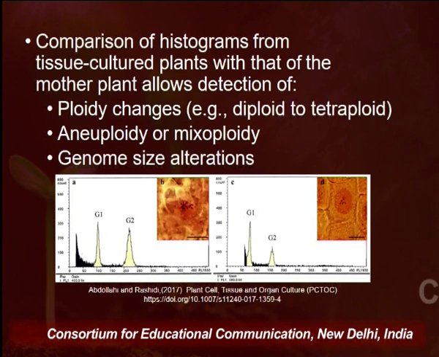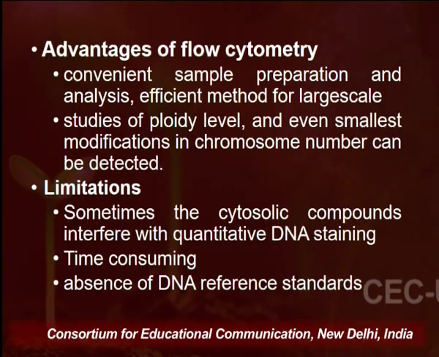Likewise, in images B and D, you can see the number of nuclei present in the cells. In image B, the number of nuclei is higher in comparison to image D. So this is how flow cytometry gives you a clear cut idea about the variations that have occurred in the regenerated plant. If we talk about the advantages, this method involves convenient sample preparation and analysis, and it is quite efficient for large scale studies.